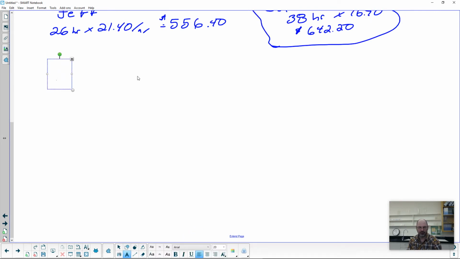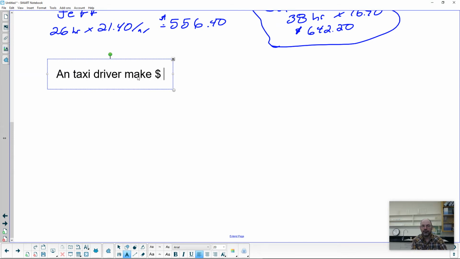Let's say that an Uber driver, I don't even know how to spell it. We'll say taxi driver. Let's say he only makes like $9.90 an hour. I don't even know what minimum wage is right now. I should look it up.